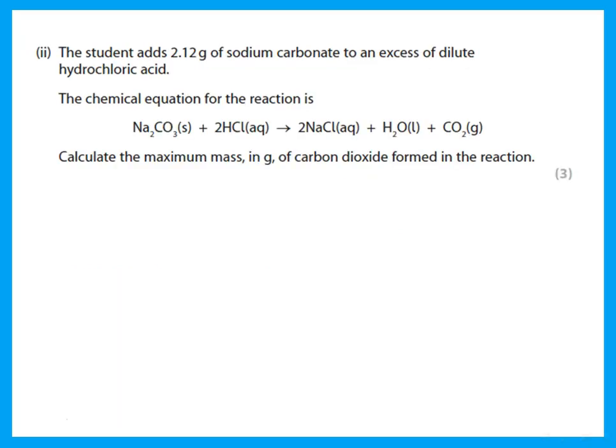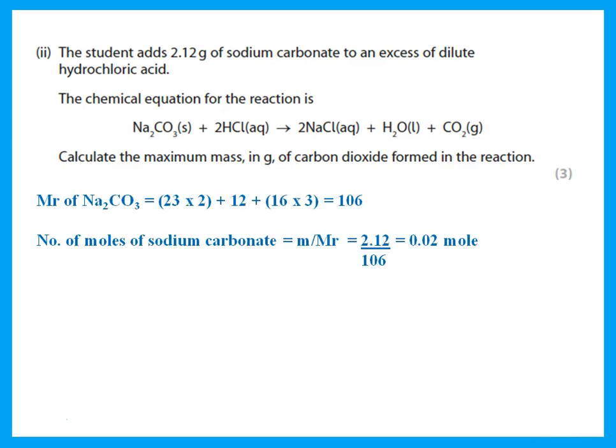The student adds 2.12 grams of sodium carbonate to an excess of dilute hydrochloric acid. Calculate the maximum mass of carbon dioxide formed. Again, this is a chemical calculation. He gives me information about sodium carbonate, so I need to use this information to get the number of moles of sodium carbonate. Of course, if he gives me mass, then I need to use mass over molecular mass. The molecular mass of sodium carbonate, you can calculate it. It comes out to be 106.